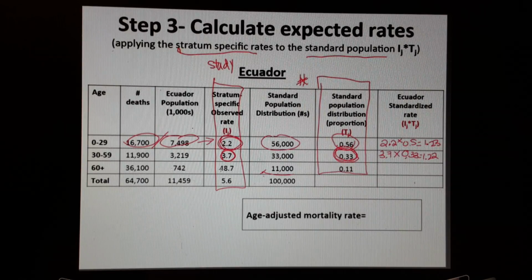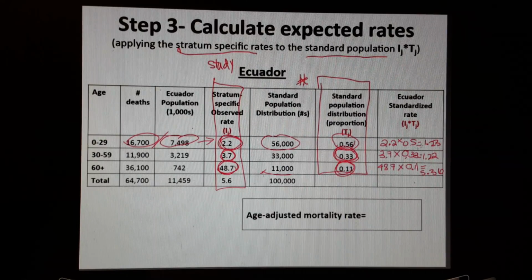And then the last one is the 60 plus category. So we're going to take the observed rate in that category from our standard population, which is 48.7, and we're going to multiply it by the proportion of 60 plus year olds in our standard population, that external population, which is 0.11. Leads us to 5.36.